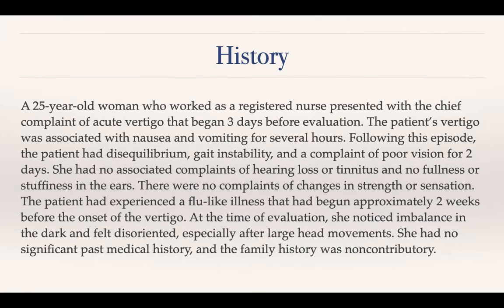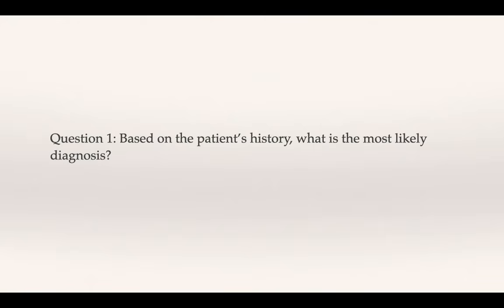The patient had experienced a flu-like illness that had begun approximately 2 weeks before the onset of vertigo. At the time of evaluation, she noticed imbalance in the dark and felt disoriented, especially after large head movements. This is more of a spatial disorientation they are speaking about. She had no significant past medical history, and the family history was non-contributory. We'll go to the first question that comes out of this history. Based on the patient's history, what is the most likely diagnosis?